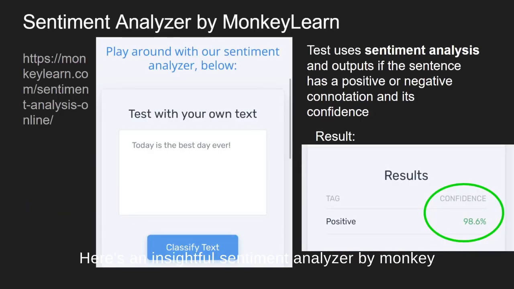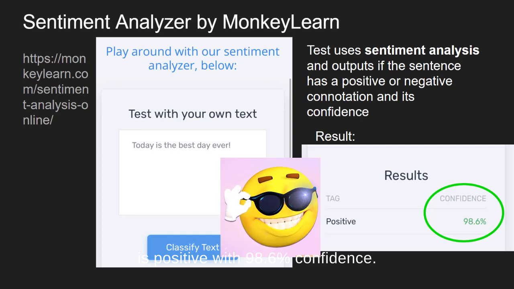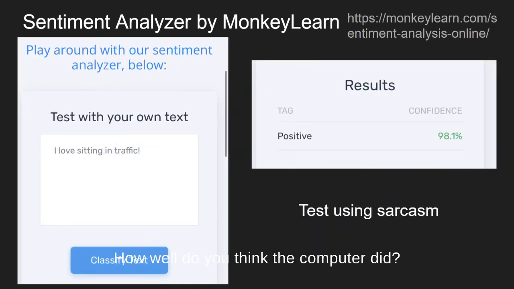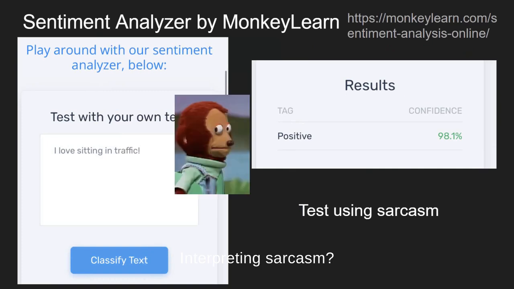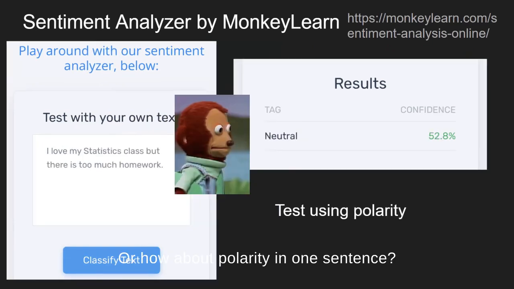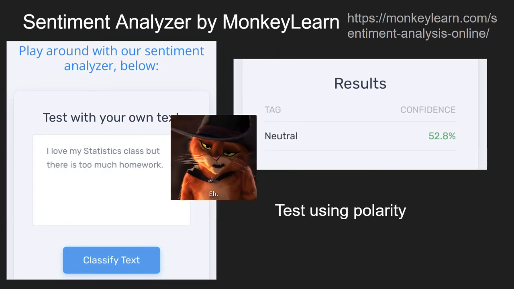Here's an insightful sentiment analyzer by MonkeyLearn that outputs either if the sentence has a positive or negative connotation, and then the computer's confidence. So let's go easy first. Today's the best day ever is positive with 98.6% confidence. How well do you think the computer did interpreting sarcasm? Or how about polarity in one sentence?